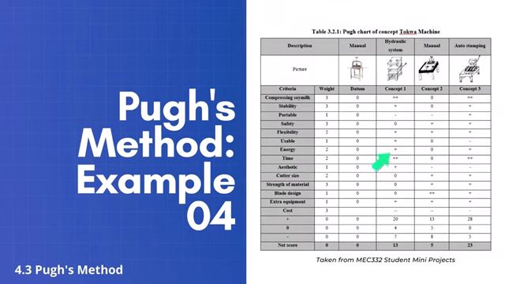And then after we have done with the evaluation, we will calculate the value. So as you can see here, the highest value is concept number 3, which is 23. So normally we will take the concept with the highest value to the next step in the design process.